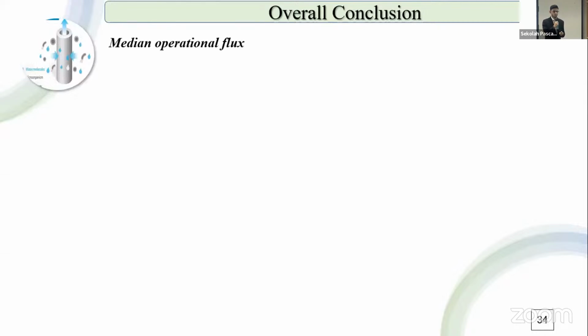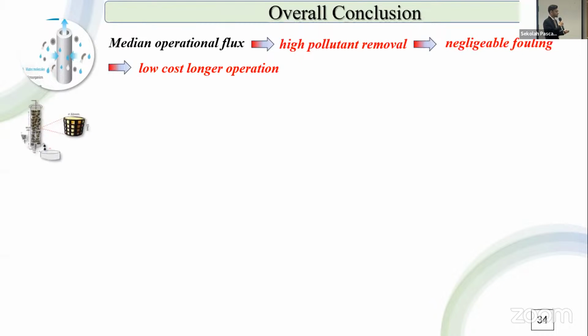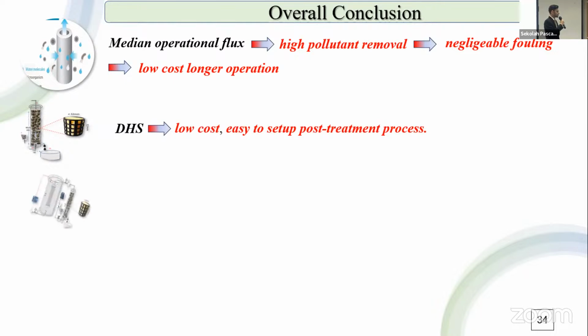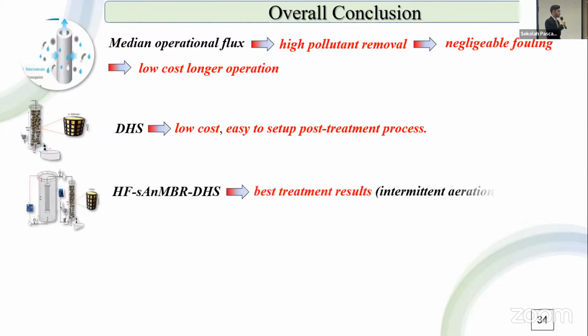Till now, the overall conclusion from the study is that at the median operational flux of around 14.76 LMH, we could achieve high pollutant removal with negligible membrane fouling, at very low cost and with longer operation. The DHS system was established as a low-cost and easy-to-set-up post-treatment of dyeing wastewater, and the integration of the hollow fiber submerged NMBR with DHS gives the best result under intermittent aeration.